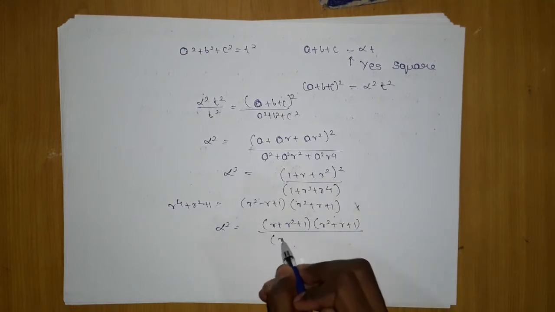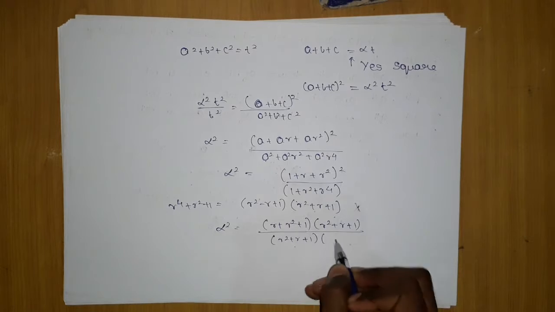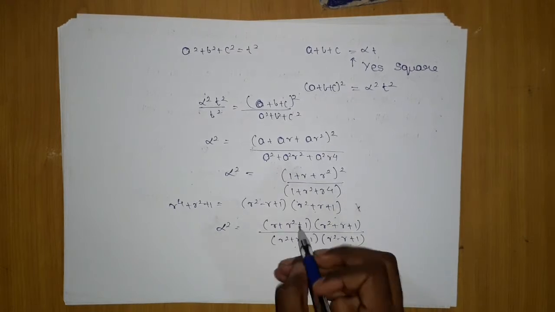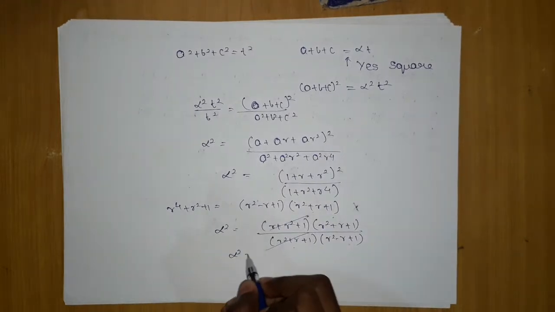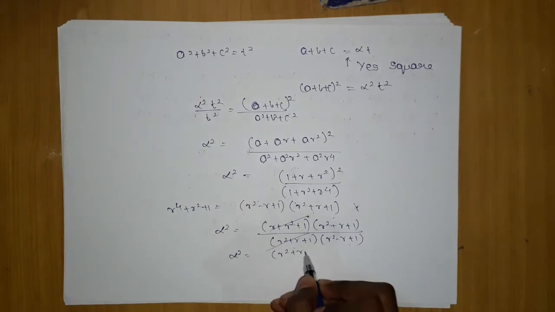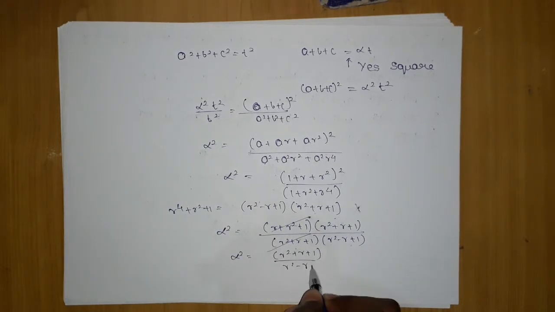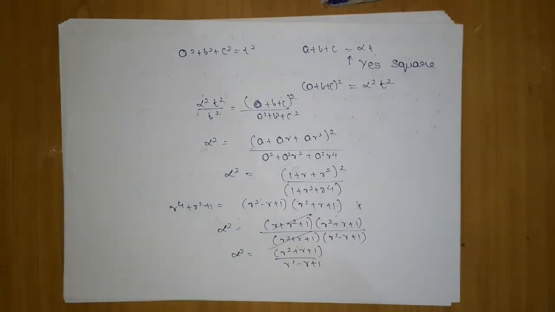This is written twice, and this I can write as r square plus r plus 1 into r square minus r plus 1. Okay, very simple. This will cancel out, giving me finally r square plus r plus 1 upon r square minus r plus 1. Okay, this much is very easy.